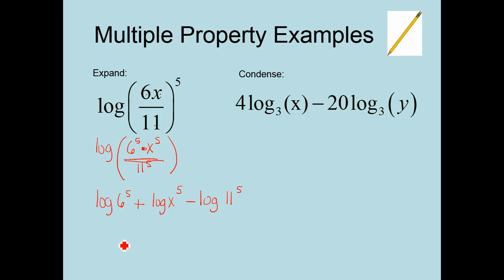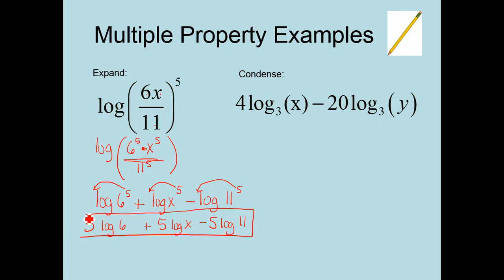Now the only thing that's not too great here is we still have those exponents on there. So remember what they do, they fly in front of the log that corresponds with them. So we'd have 5 log of 6 plus 5 log of x minus 5 log of 11. Okay, so see what I mean by you could have waited till the end to put all those 5s in front if you wanted to. However you get there, this is your final answer, all expanded out.